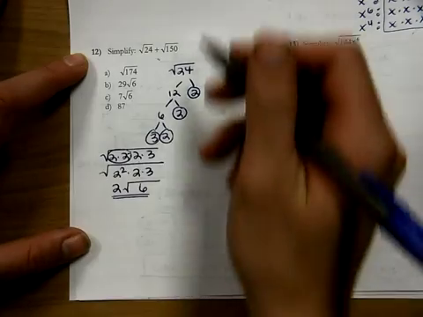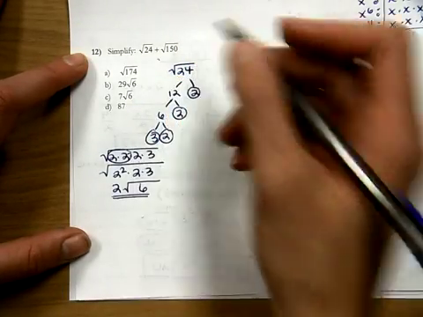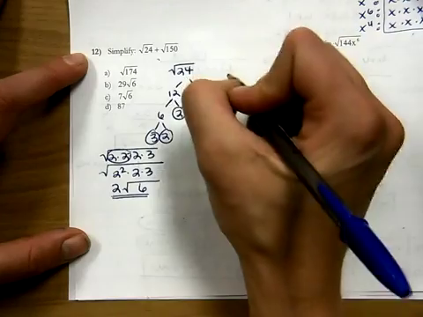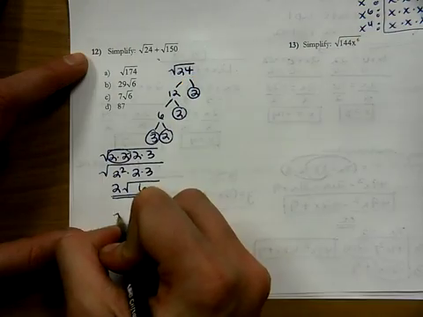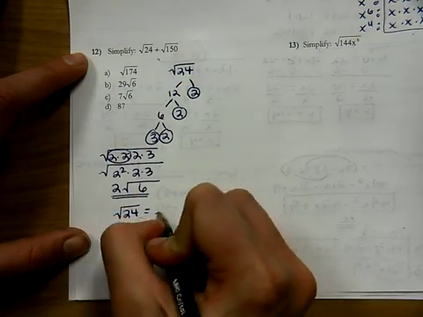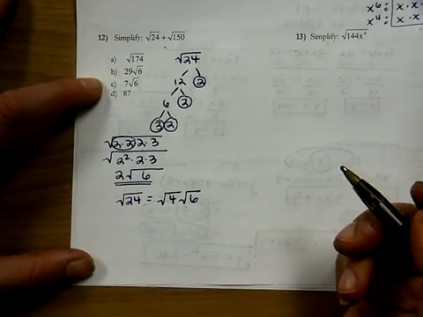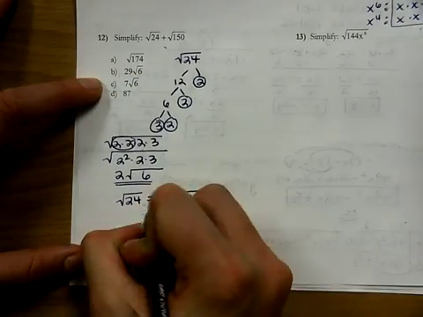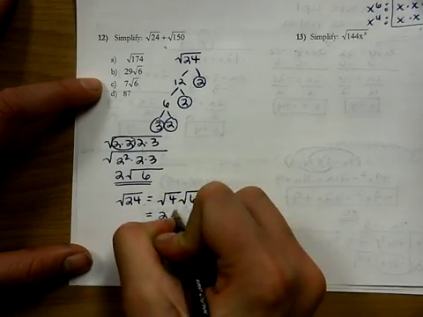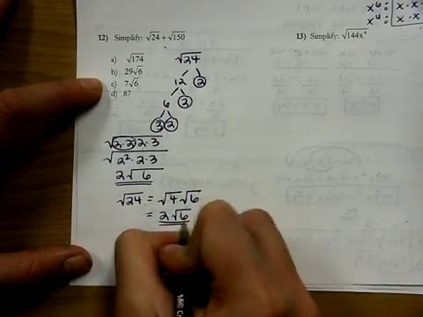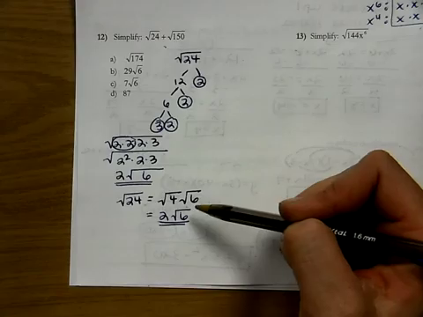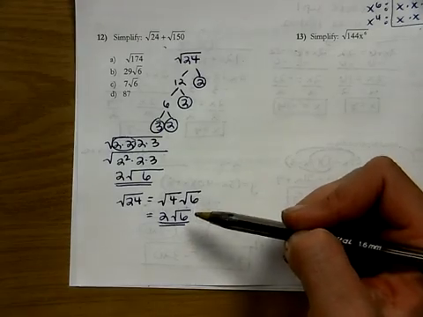I could have just said, well, what's the largest perfect square that 24 is divisible by? So the other way would be to say, well, I can break 24 apart to the square root of 4 times the square root of 6, because 4 is the largest perfect square that 24 is divisible by. Well, square root of 4 is 2, and square root of 6 is irrational, so we simplify there. This way is much faster as long as you know your perfect squares.